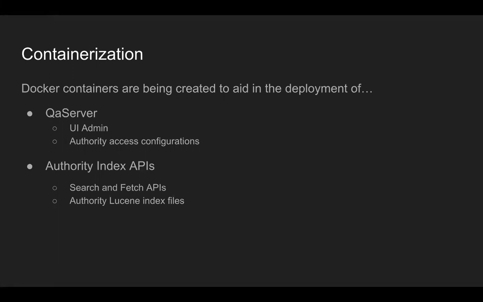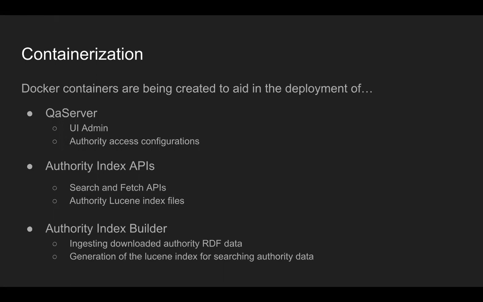And the last piece that we're going to put in is containerize the builder of the index itself. So that would allow you to, if you had another authority that there's not already an index existing for, have a way to ingest downloaded authority RDF data and generate your own Lucene index for that.